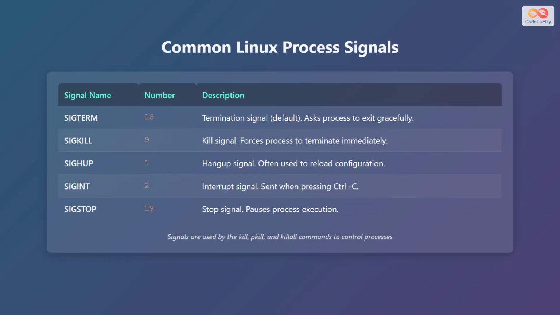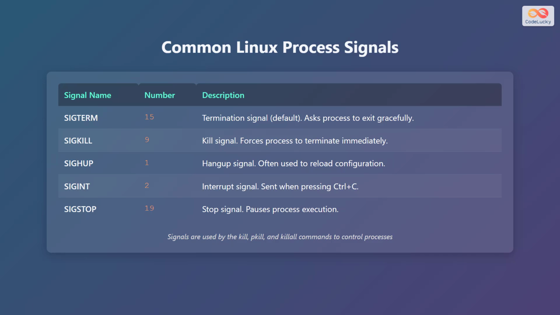In Linux, signals are used to communicate with processes. These signals can tell a process to terminate, pause, or reload its configuration. Here are some common signals. SIGTERM with the number 15 is the termination signal, and it's the default signal used by the kill command. It politely asks the process to exit gracefully. SIGKILL with the number 9 is the kill signal. It forces a process to terminate immediately without saving its state.